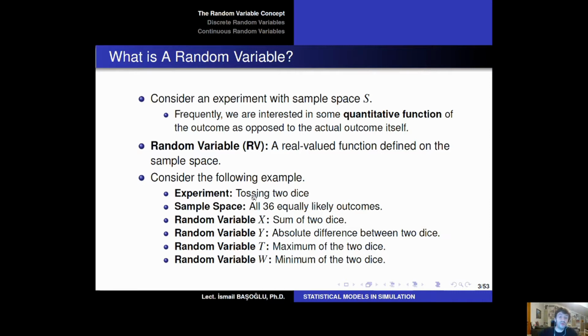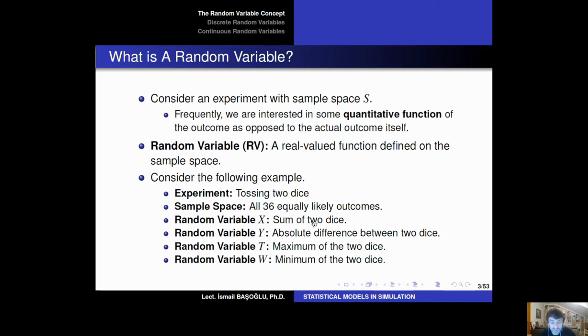Consider the experiment where we are tossing two dice at the same time, and we know that the sample space of this experiment would have 36 equally likely outcomes, assuming that the dice are fair. So we have this sample space consisting of 36 outcomes starting from (1,1), (1,2), (1,3), (1,4), (1,5), (1,6), (2,1), (2,2), (2,3), so on and so forth until (6,6). So we have 36 outcomes, each of which has the same probability, which is 1 over 36. Now we are defining a random variable, which is the sum of two dice.